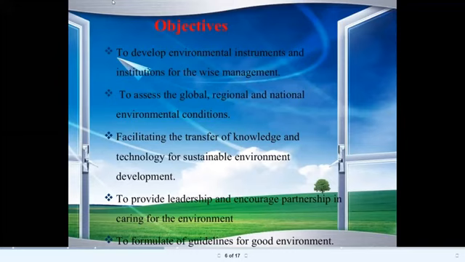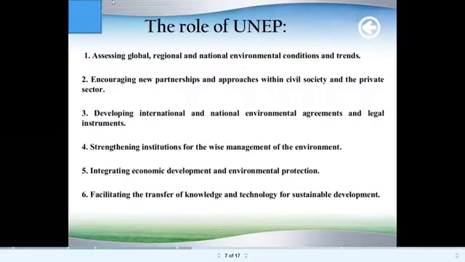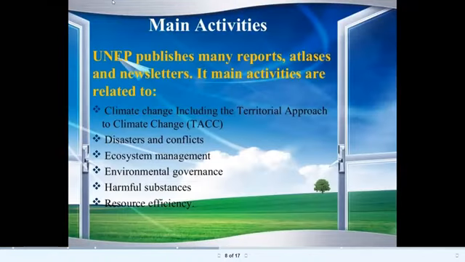To develop environmental instruments and institutions for the wise management. Okay. To assess the global, regional, and national environmental conditions. Okay. Next one, facilitating the transfer of knowledge and technology for sustainable environmental development, to provide leadership and encourage partnership in caring for the environment, to formulate guidelines for a good environment. So the main areas of the UNEP are climate change, issues relating to climate change, and disaster management during disasters like floods or tsunamis, how to manage them, and also ecosystem management and environmental governance.